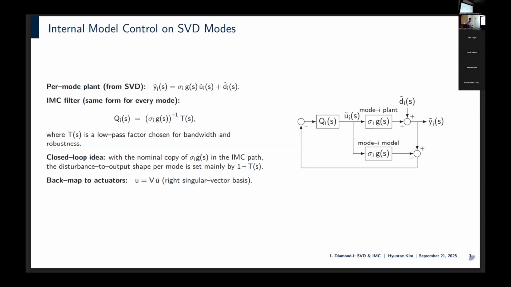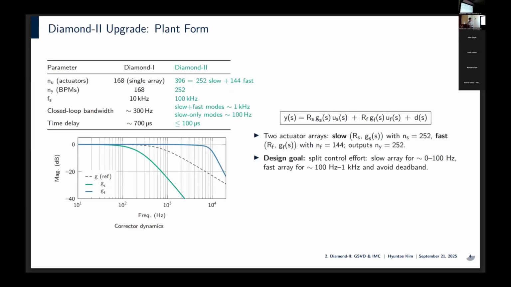And then by using this U_i tilde, just stack it, and then use the back map to the real actuator, as U equals V U tilde, with V the right singular vector basis from the singular value decomposition, then you get the real controller in real coordinates. So that's the very simple idea of the IMC.